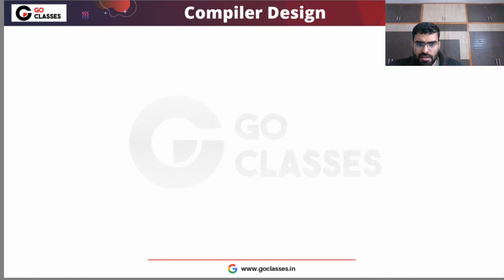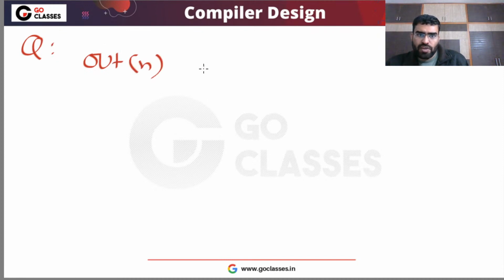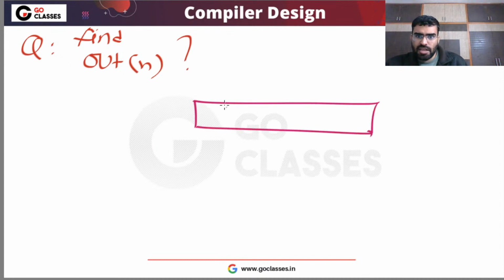Now, can anyone tell me, from this whole explanation, what can you say about out? This is another question. How can you find what is out of n? Find out of n. Tell me, if this is your instruction n, then how will you find out of n?